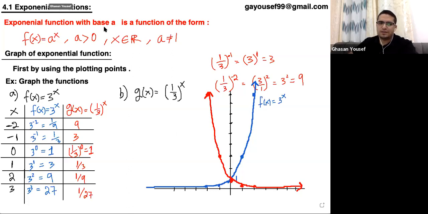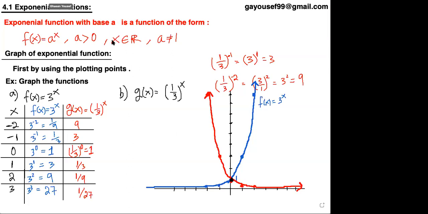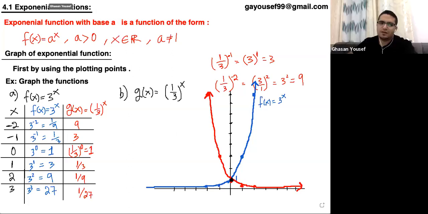Both of the functions pass through one point. What point is this? It's on the y-axis. What is the ordered pair for this point? 0, comma 1, exactly. Both of the functions pass through this point, (0, 1). And also both functions get close to the x-axis and will not touch it.